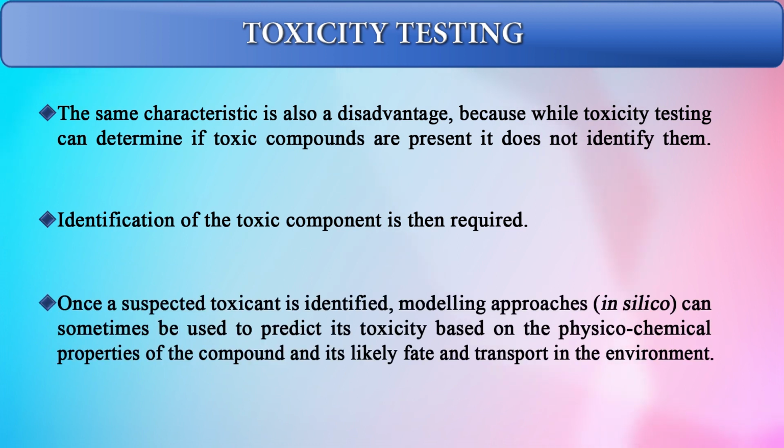Once a suspected toxicant is identified, modeling approaches, which are known as in silico approaches, can sometimes be used to predict its toxicity based on the physicochemical properties of the compound and its likely fate and transport in the environment. Now I will discuss the direct toxicity assessment and indirect toxicity assessment.